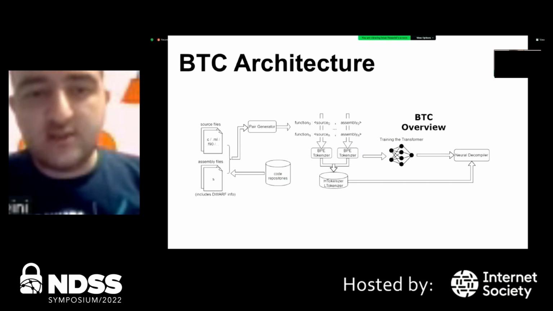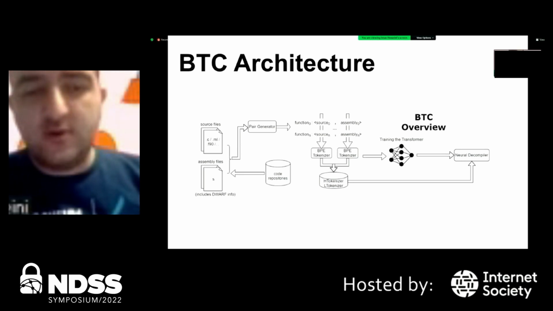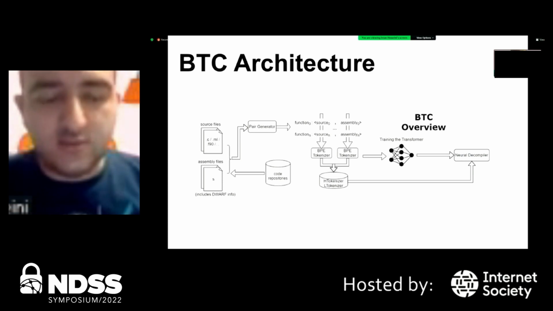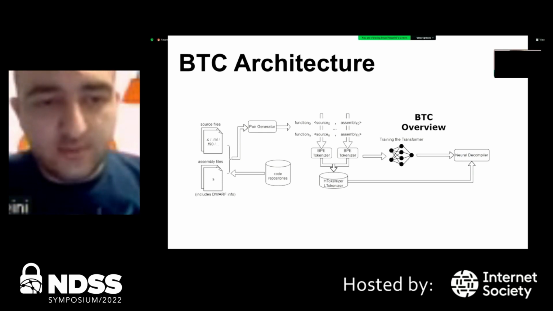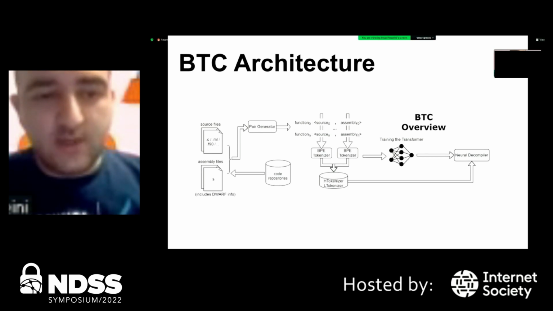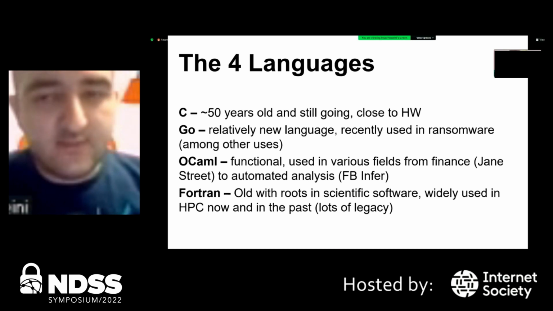And then we use these tokenizers to train a transformer model, and in the end, we get a trained transformer model. And these tokenizers, we can use to predict or to decompile new functions. Again, in the whole process, we minimize the usage of any language-specific knowledge in each step. The 4 languages we picked were C, Go, OCaml, and Fortran.